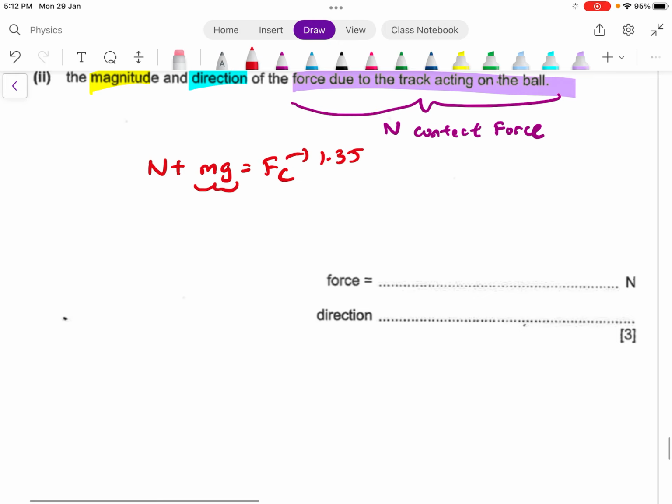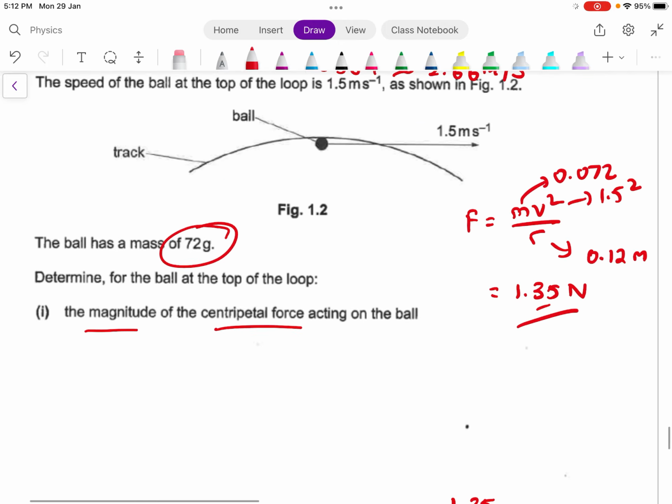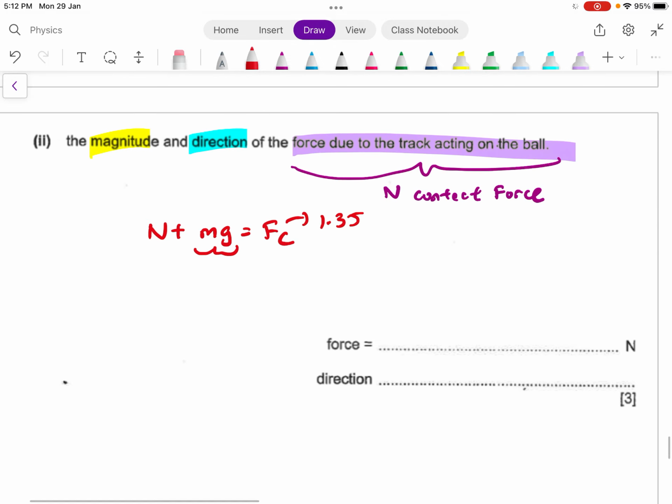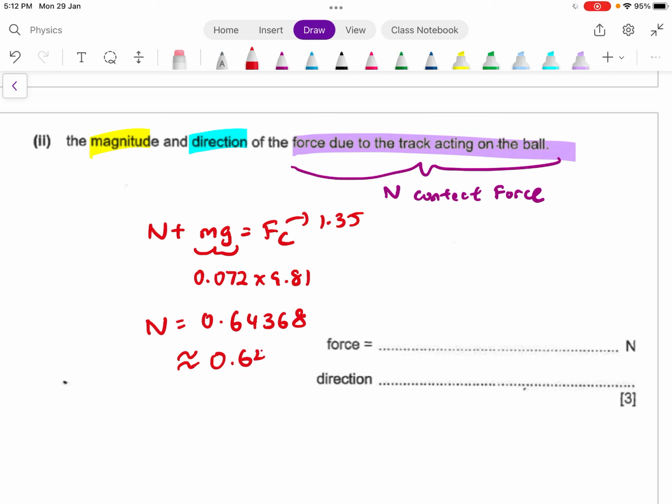The weight of the ball is, let me just go back. Okay, 72 grams, which is the mass. So 0.072 kg multiplied by 9.81. That will be the weight. So let's do the calculation. So 1.35 minus away the weight. Okay, so my normal contact force is about 0.64368, or you can round off to 0.644 Newton. So that is the magnitude, 0.644.